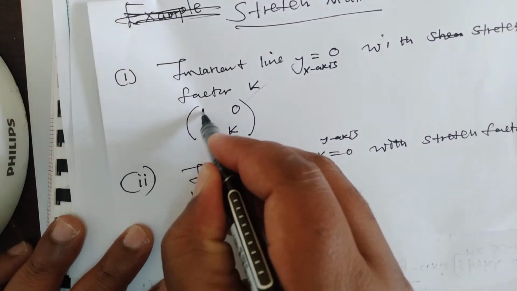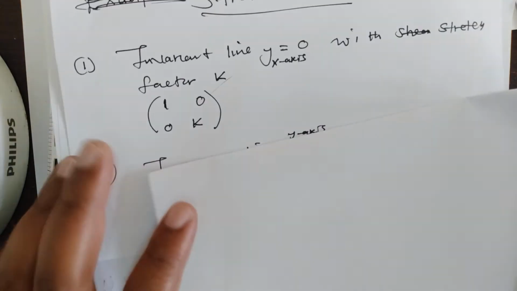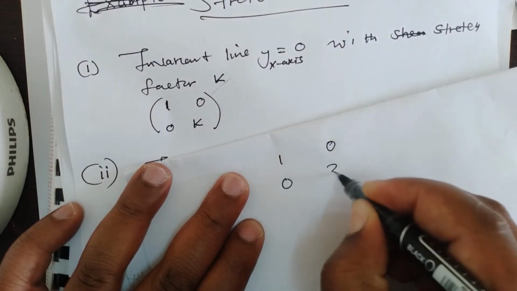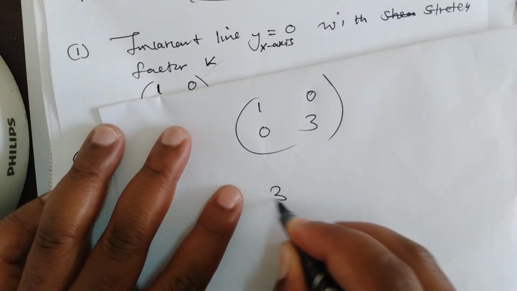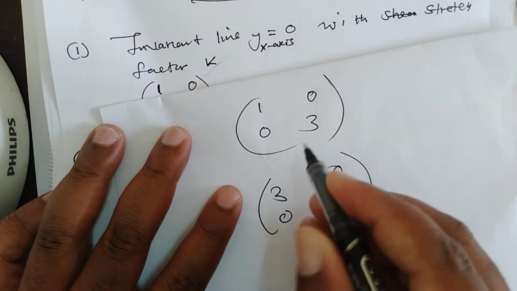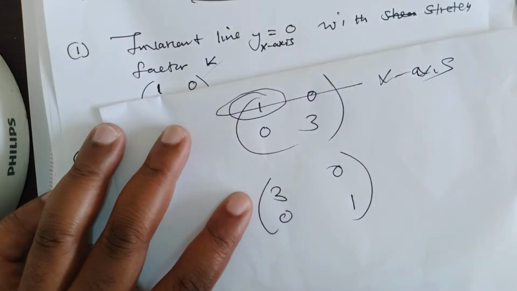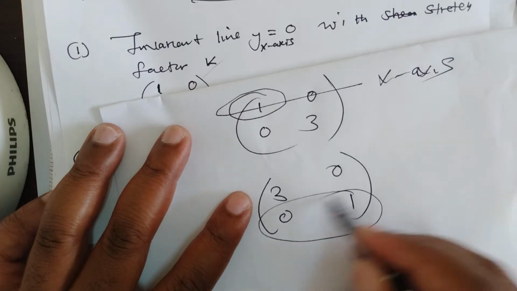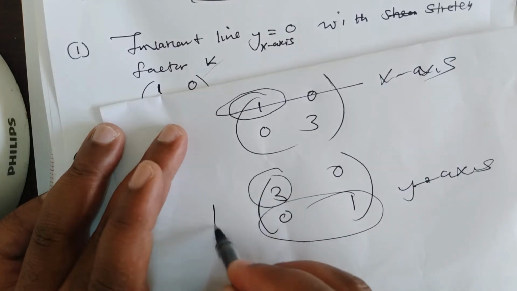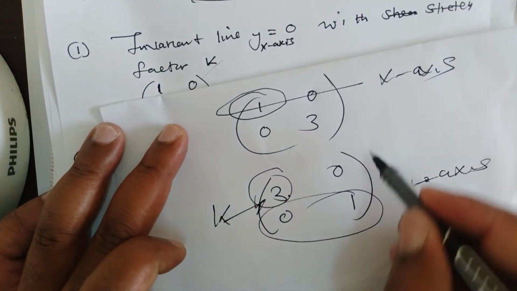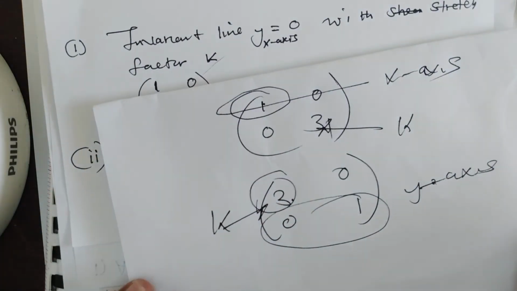So if you have this kind of a matrix, 1, 0, 0, 3, and maybe another one, 3, 0, 0, 1, look, it simply means here the invariant line is the x-axis. Here our invariant line is the y-axis, where the 1 is, but our scale factor here is 3. Here our scale factor is 3. So where the 1 is, that is where the invariant line is.